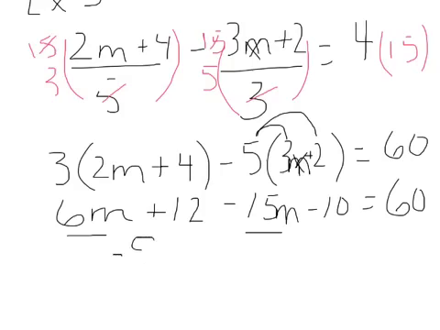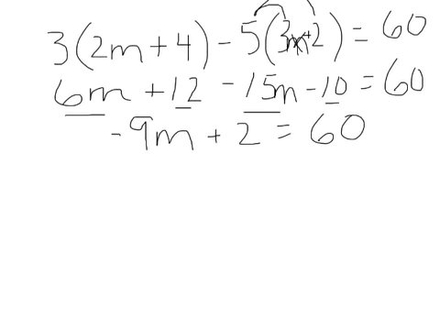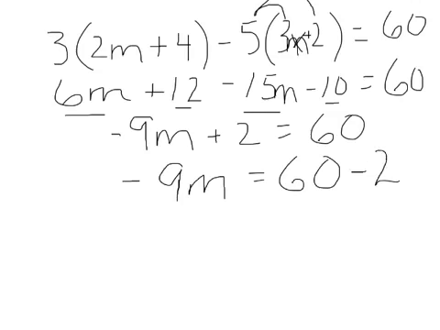6m minus 15m is negative 9m. The next thing that I do is I take 12 minus 10. These are like terms here. 12 minus 10 is positive 2, which equals 60. Now that we have simplified this, we need to again have our variables on the one side and our constants on the other. So we're going to move that positive 2 to the right side, trying to isolate for this m. Equals 60, subtract 2, negative 9m is equal to 58.